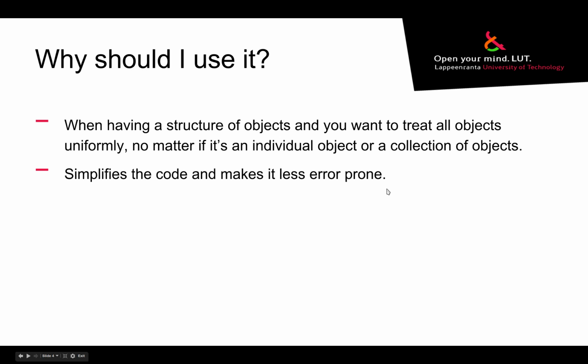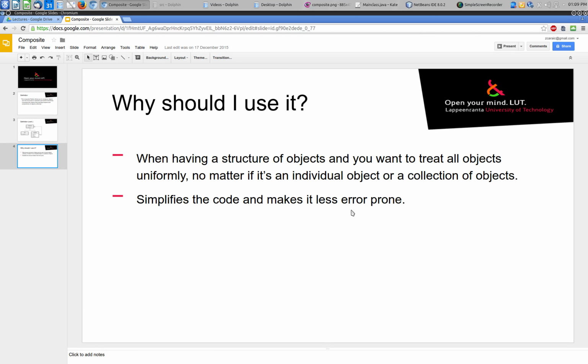So why composite? When you're having a structure of objects, you want to treat them uniformly. So even if it's an individual object or a collection of objects, you want to have a uniform method. By using composite, you are simplifying your code and making it less error prone. So let's do an example out of this.